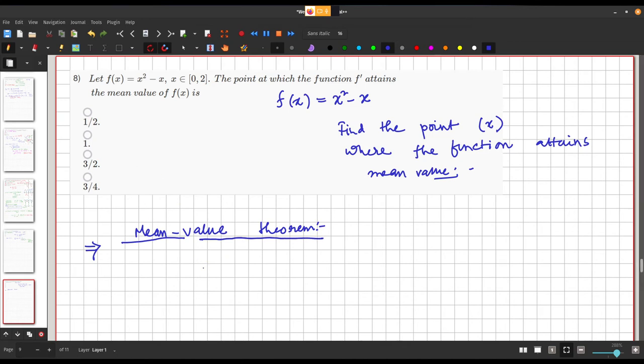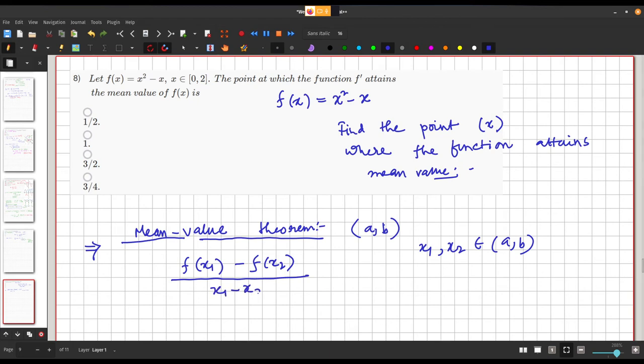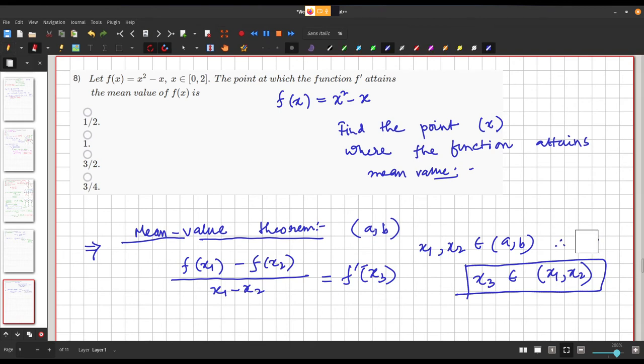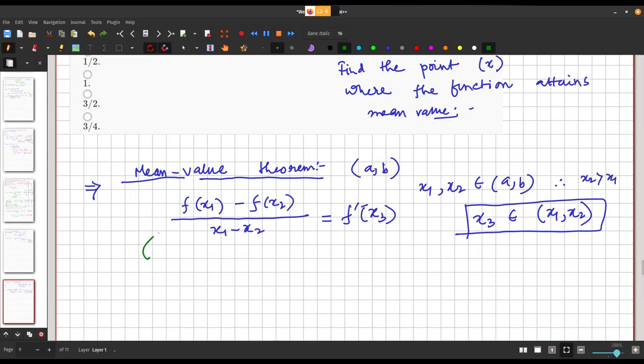We state that for a function like this, which is defined in the interval, say, a to b, then for 2 points x1 and x2 belonging to this region, the mean value of the function will be equal to the derivative calculated at another point x3, where x3 belongs to this subset. And here we have assumed that x2 is greater than x1. Okay, so what is the mean value of the function? That is given by the LHS.